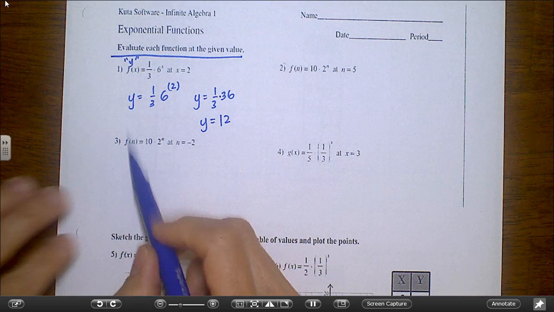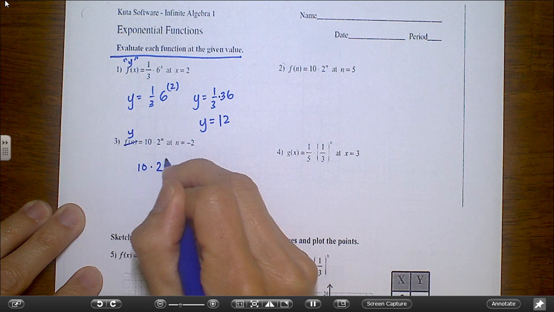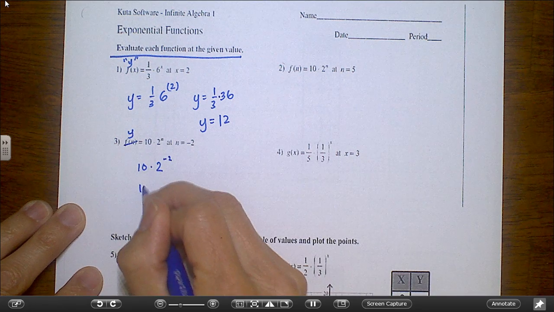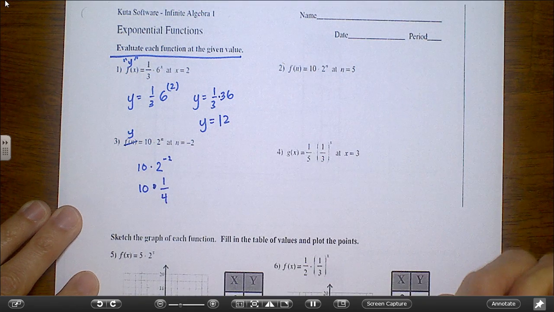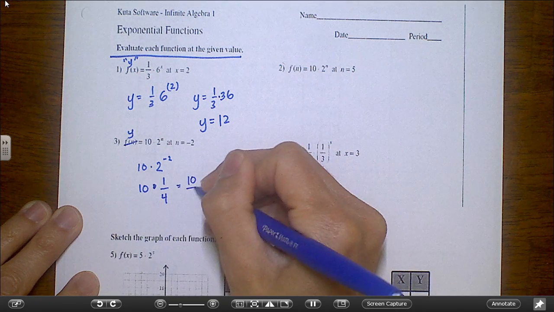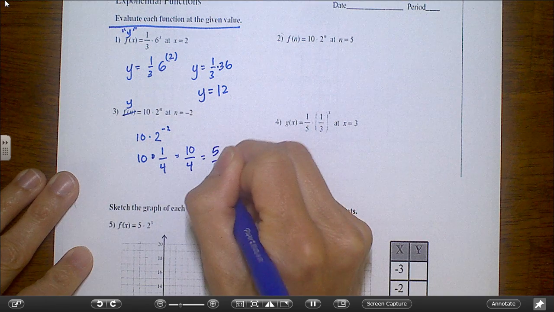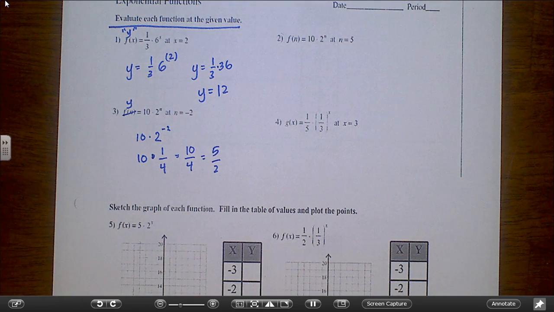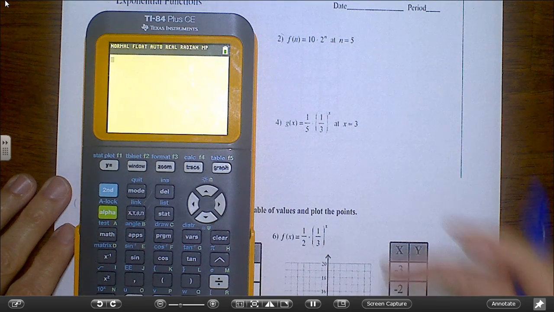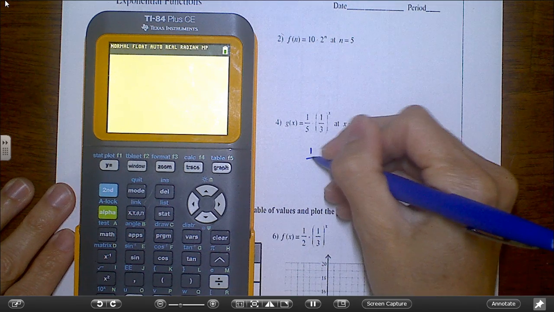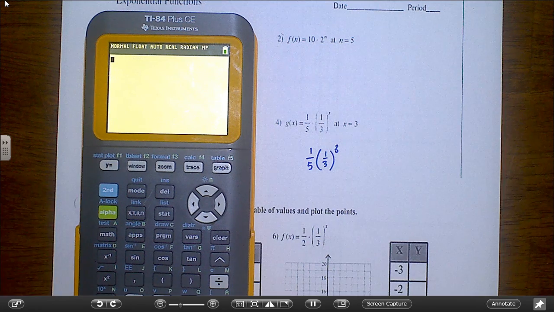And then I'm going to go down here. So f of n, again, f of anything is y. So 10 times 2 to the n. So 10 times 2 to the negative 2. Well, 2 to the negative 2 is 1/4. So you have 10 times 1/4 is 10/4. And then, of course, reduce that to 5/2. Now, you can do all of these in your calculator, especially those of you looking at number 4. You can certainly do those in your calculator. So this would be 1/5 times 1/3, where x equals 3, so to the third.